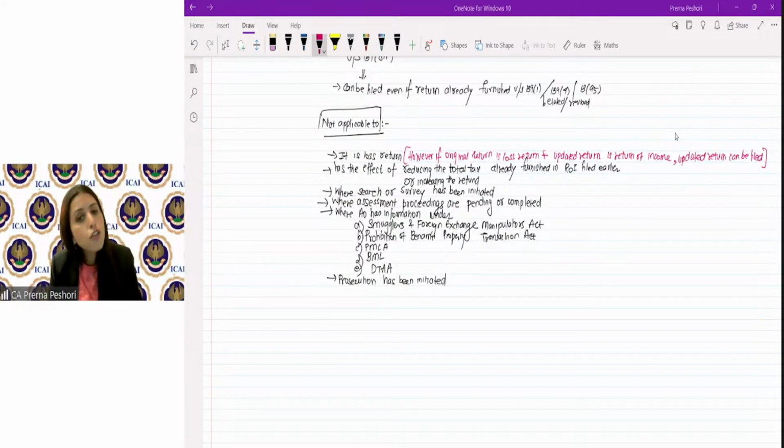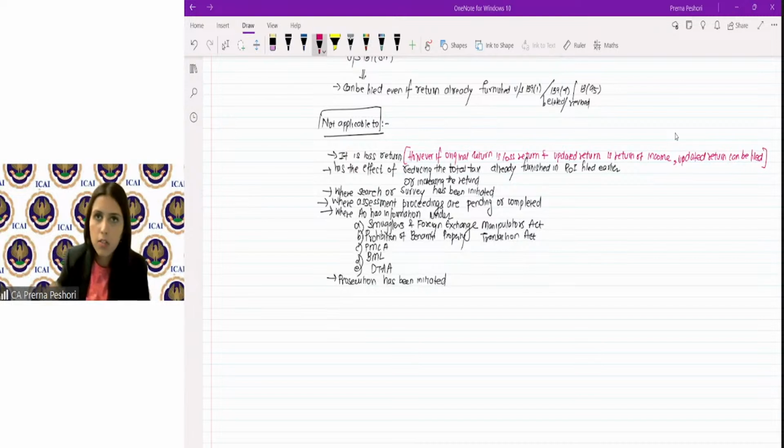Yes, Namrata, in short, you're right. If the assessee is getting some benefit by filing the updated return, it cannot be filed. You are absolutely correct. Okay.